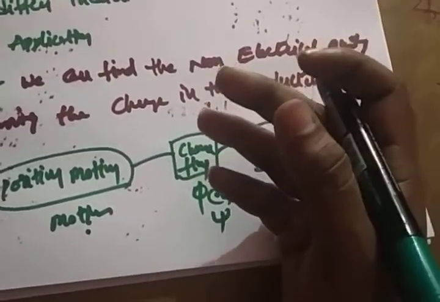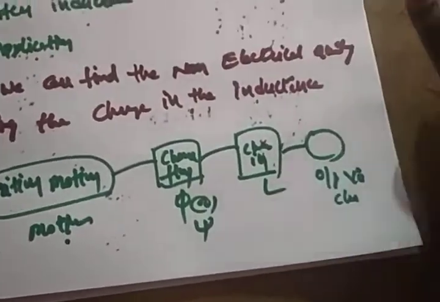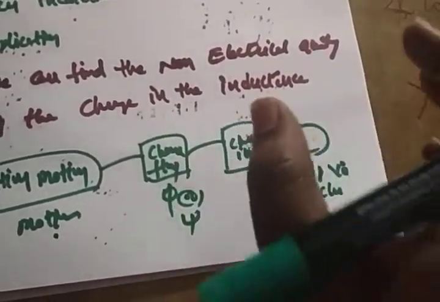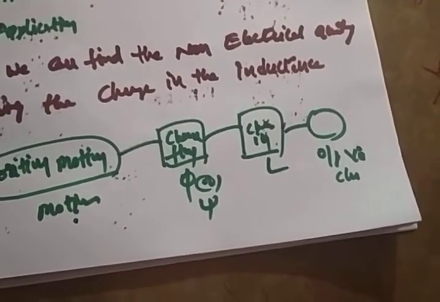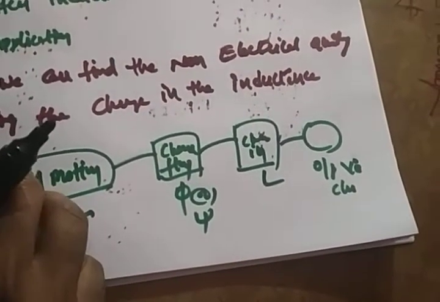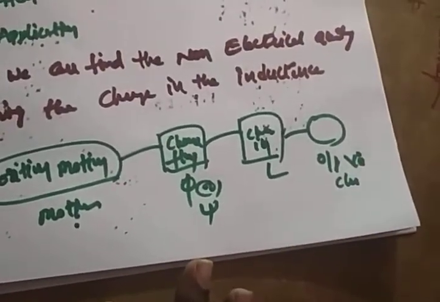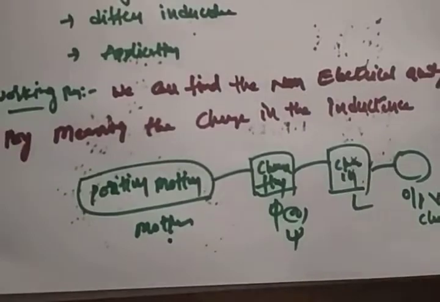So we connect a voltmeter to see how much the inductance has changed. How much the inductance changes depends on how much motion you applied. So my motion is equal to the output voltage, the non-electrical quantity converted to an electrical quantity. That's it. This is the working principle of an inductive transducer.